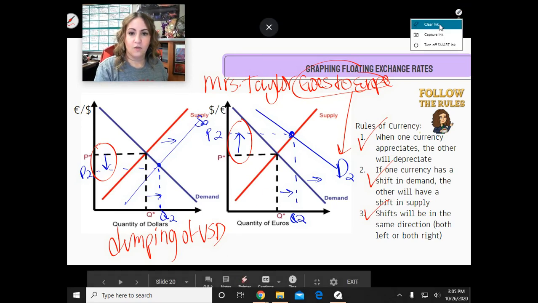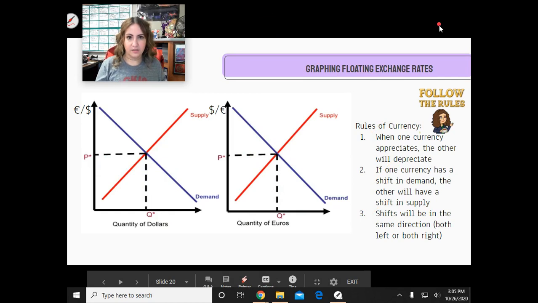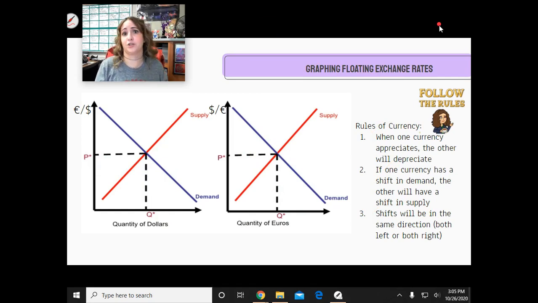So, besides like Miss Taylor goes to Europe, what causes the shifts of currency? Well, you really only need to think about demand shifts. What causes people to demand a country's currency or to stop demanding a country's currency? Because the supply of currency only shifts when people are dumping their currency at the bank, or they decide, no, I'm going to keep it to myself.